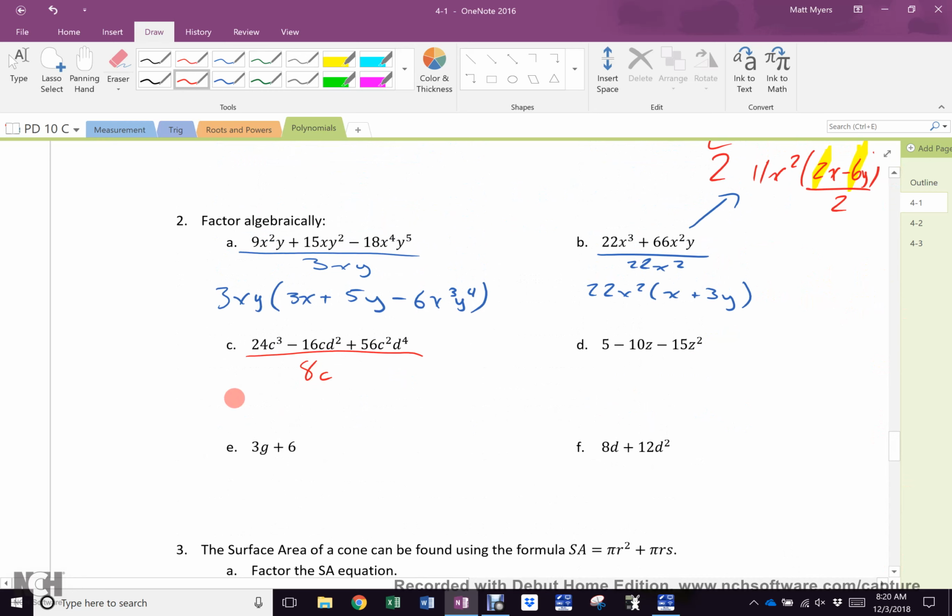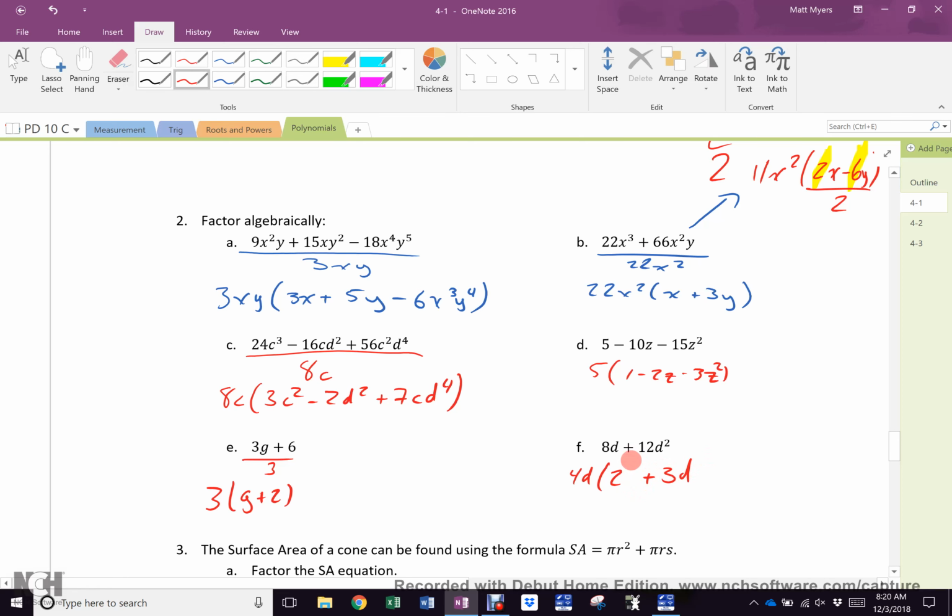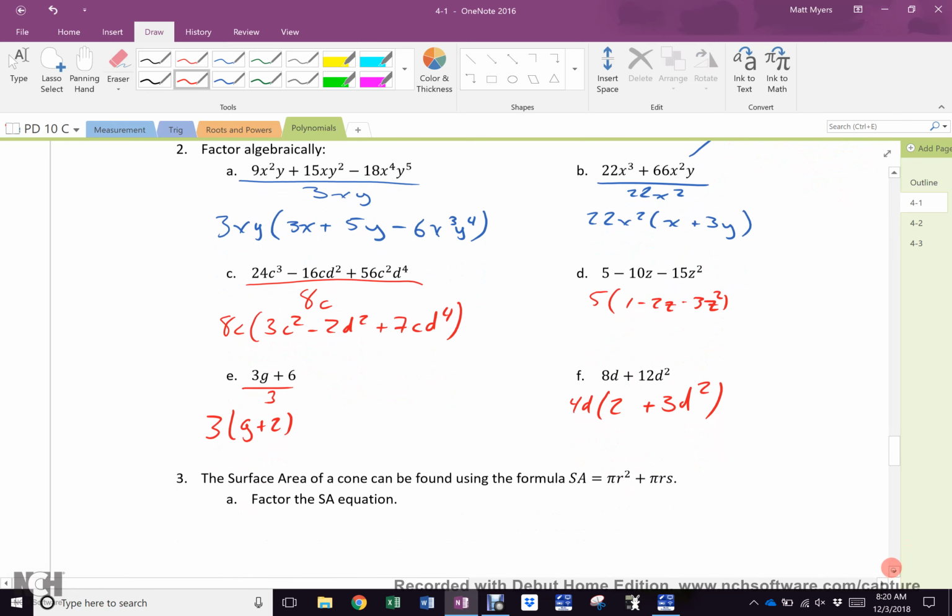8C, no D because this guy doesn't have 1 to give. 3C squared minus 2D squared plus 7CD. 5, 1 minus 2Z minus 3Z squared. 3, G plus 2. And 4D, 2D plus 3D, not 2D, 2 plus 3D squared. 3D.